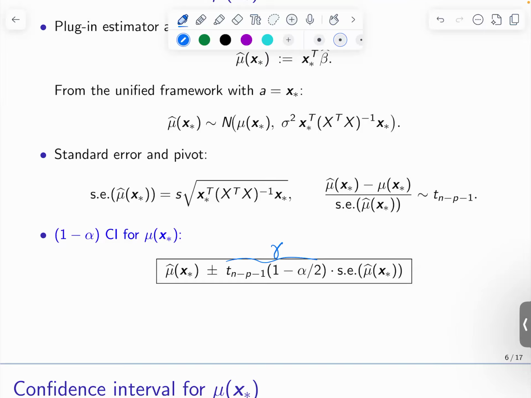Does this make sense to people? Just remember that mu of x star is really just x star transpose beta, where x star is known, you're fixing a point, and mu hat of x star is just its estimate, which is x star transpose times beta hat. And then you can do hypothesis testing and compute p-values, whatever you want to do. Question?